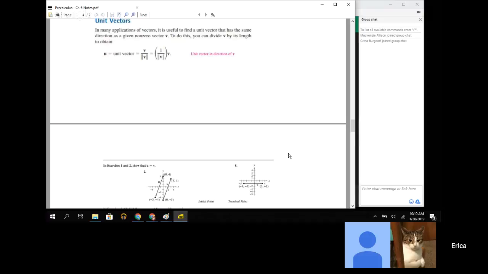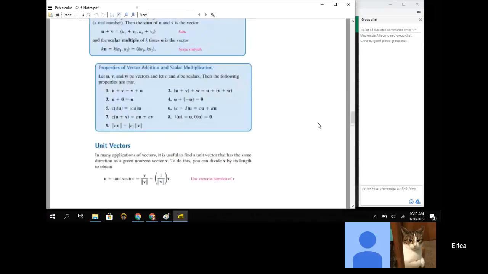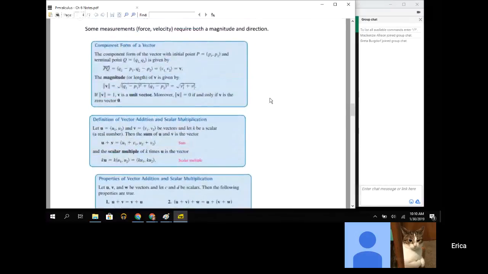So we went over some basics about vectors on Monday. We talked about the component form of a vector. If you have a vector PQ, you can subtract the coordinates from each other, and you get the x direction and the y direction, written with these little brackets, and we would call that vector v. And if you want to find the magnitude, the size of that vector, you're going to use this formula.